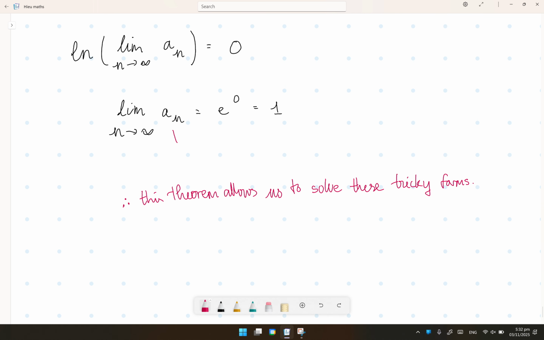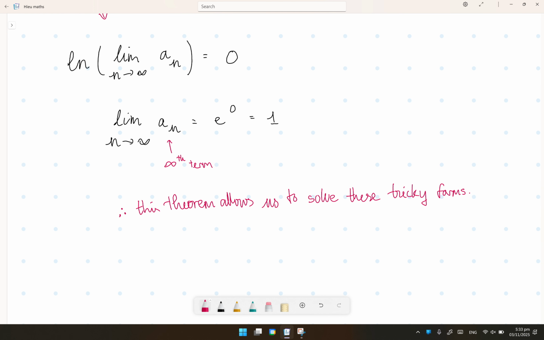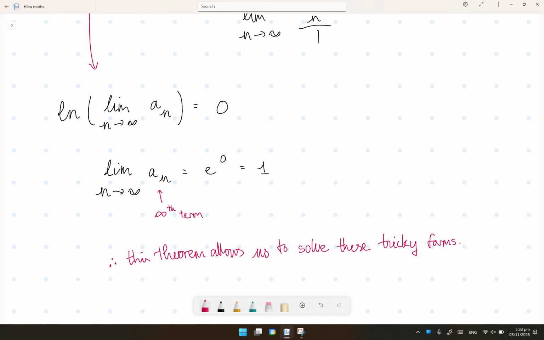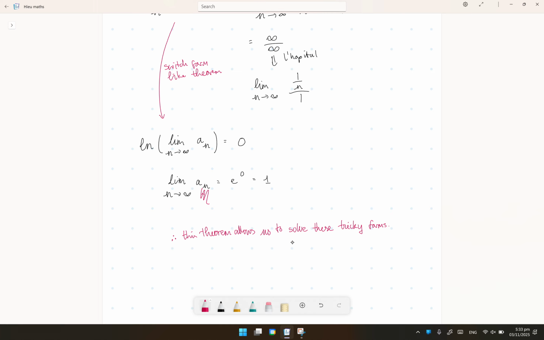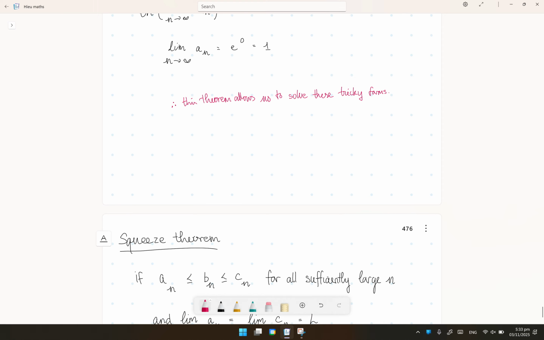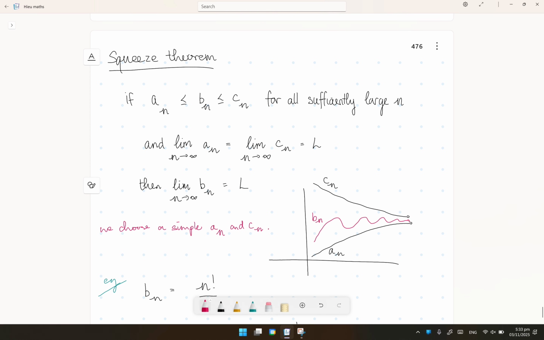And this, again, this just means the infinity term. Like this. So there we know the limit to infinity of the sequence is the final term at the end where it's equal to infinity, is e to the 0. So yeah, basically this theorem allows us to solve these really tricky forms. That's the idea. Okay, now we're going to move to a different theorem called squeeze theorem.